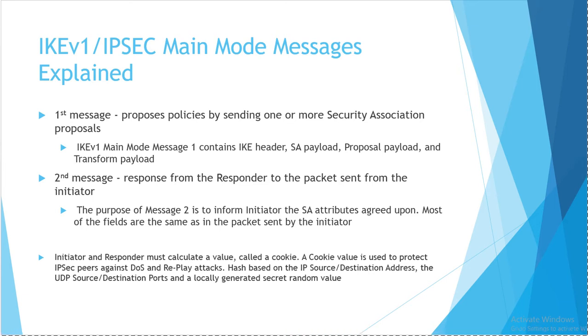And this hash is based on the IP source and destination address and the source and destination ports, along with a generated secret random value. Okay, so those are the first two messages. It's basically just saying, hey, these are the security association parameters that I want to build a tunnel on. The second message says, yes, I can support that.